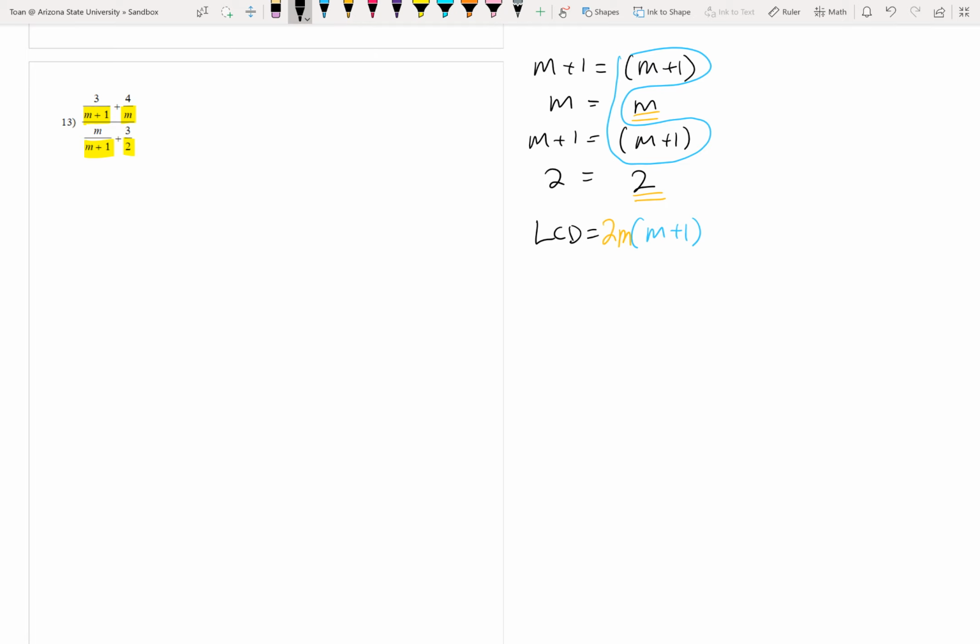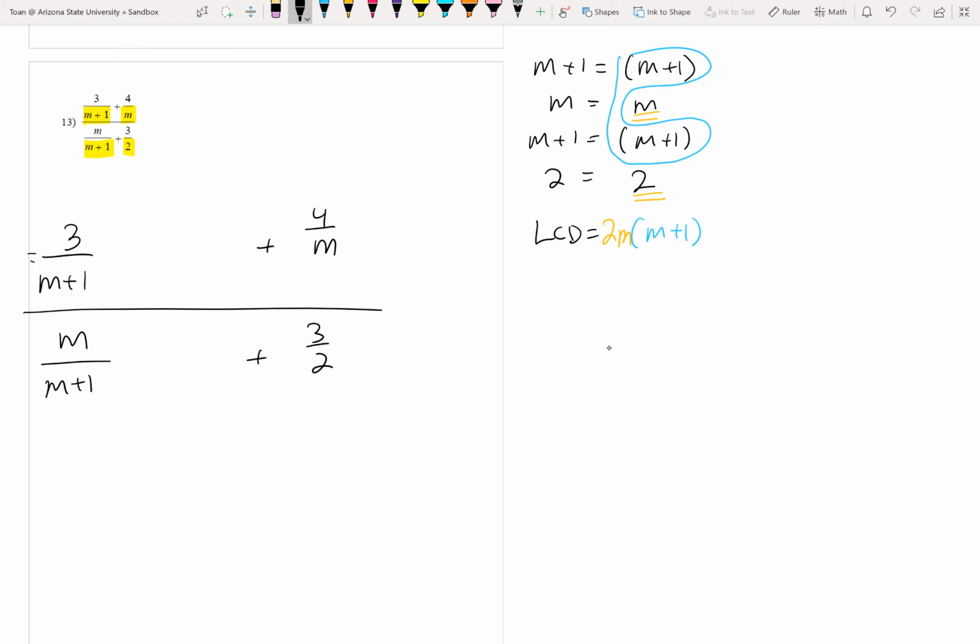What I'm going to do next is rewrite everything, but spaced out because I'm going to multiply. So 3 over m plus 1, plus 4 over m, over m plus 1, plus 3 over 2. And then multiply every single piece by the LCD, 2m times m plus 1. And the idea is, if you did things correctly, that since we're using an LCD, all the denominators should cancel.